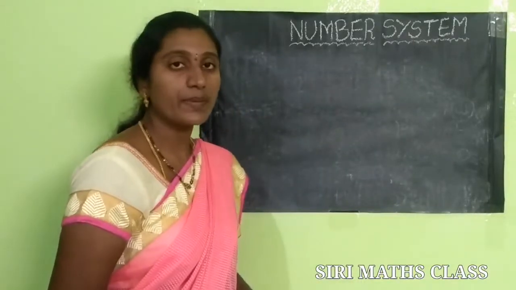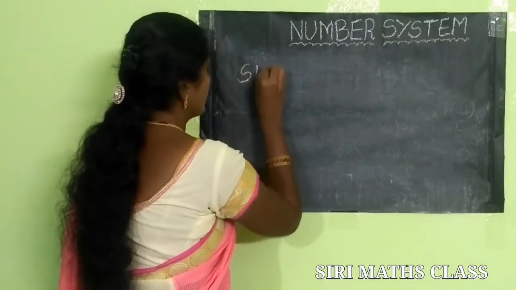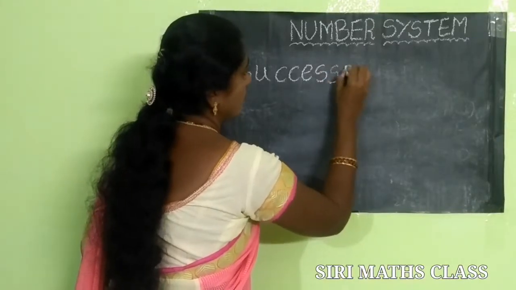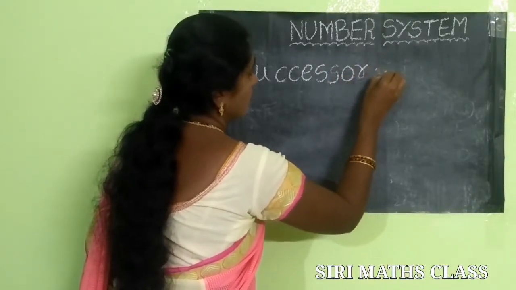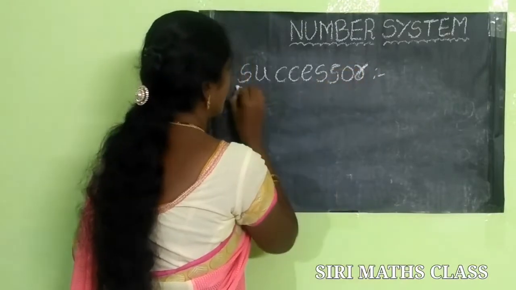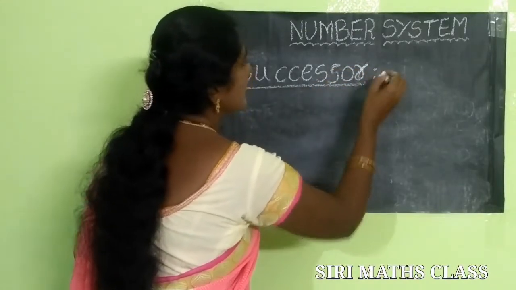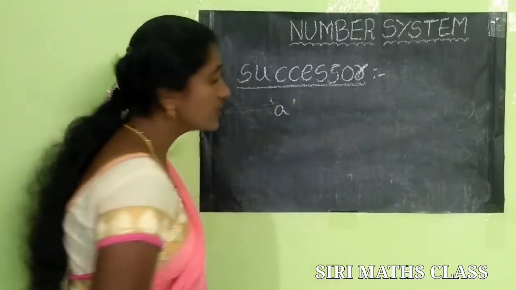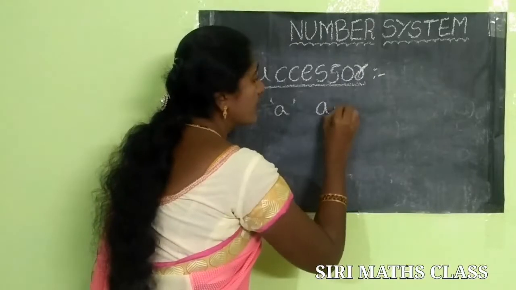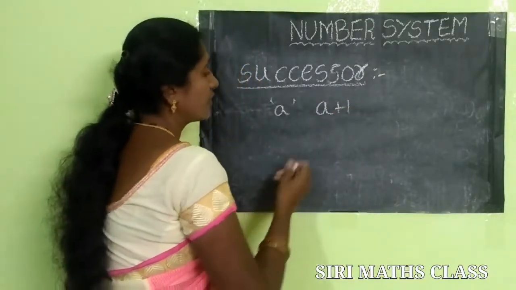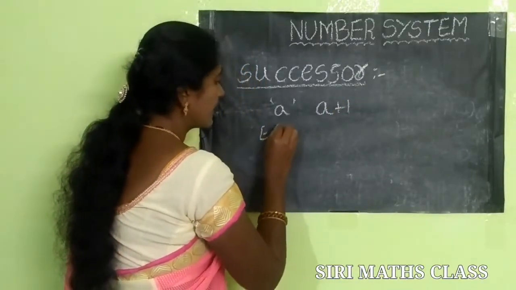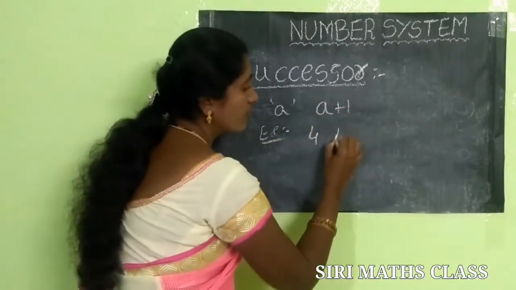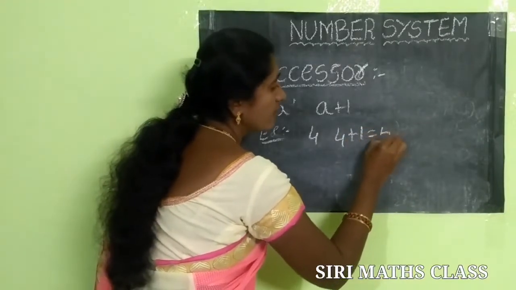We go to the next topic, successor. Successor is a simple concept. Suppose A is a number, the successor of A is A plus 1. Here I can take one number, for example 4. The successor of 4 is 4 plus 1, that is nothing but 5.